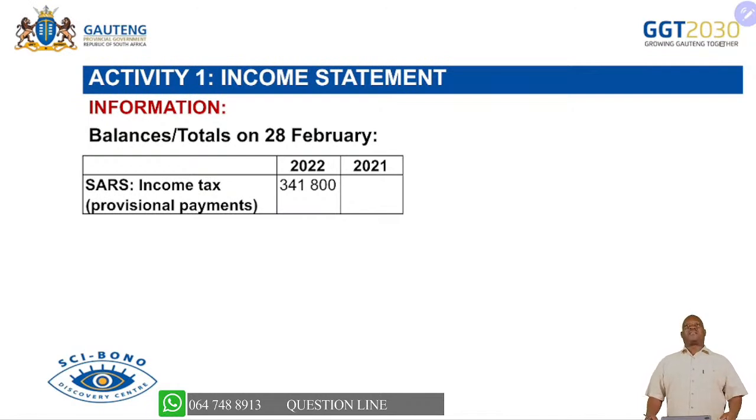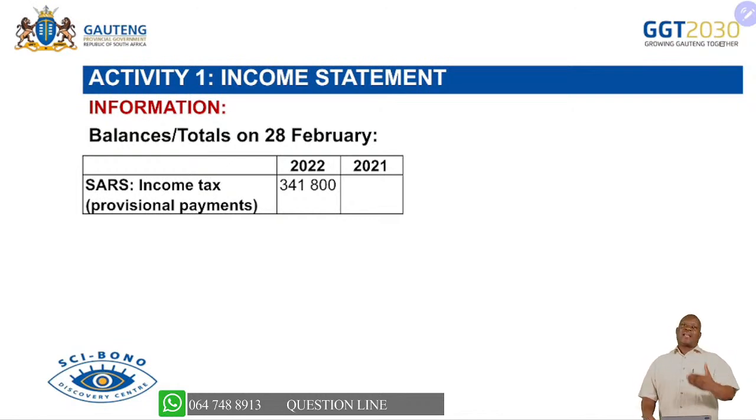provisional payments. Now, this is a thorny issue. I don't know why we fail to understand this. Remember, we pay SARS during the year before the tax assessment. So if we pay SARS 341,800, now when we do the tax assessment, what is it that we are looking for? We are looking for the correct amount that should have been paid to SARS.